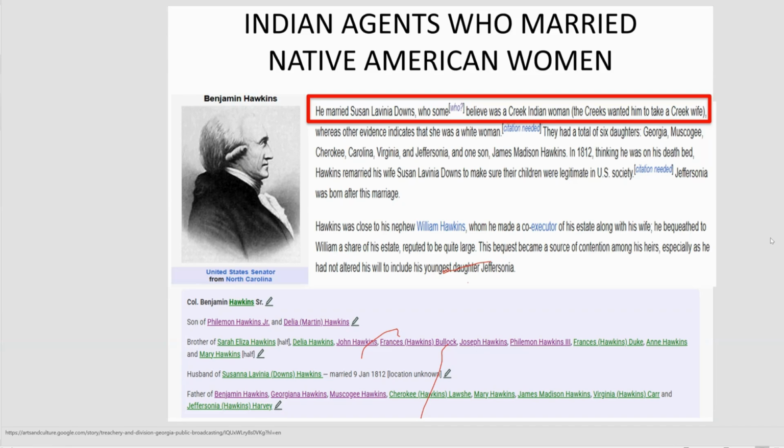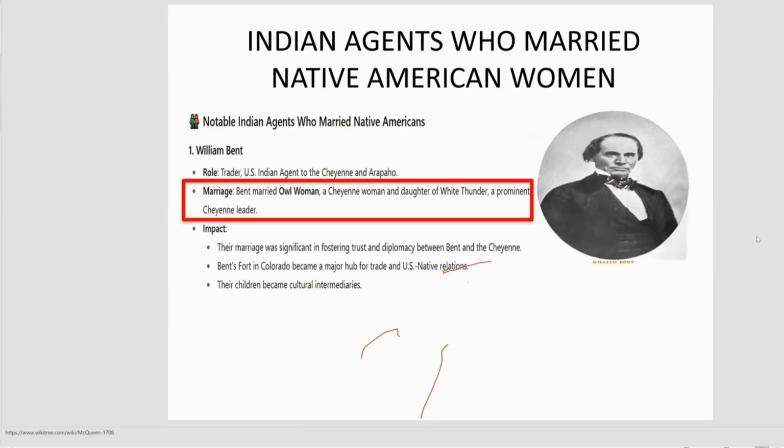So the two of them had a total of 6 daughters and 1 son. But then in 1812, he felt he was on his deathbed, so he married her to make sure the children were legitimate in U.S. society. And that was Jeffersonian: James Madison, Virginia, Carolina, Cherokee, Muskogee, Georgia. This man was committed to his body of work, which was so cool. So I was like, let me see if I'm related to Hawkins, because now he's intermarried into this name. So I now got to research Mr. Hawkins. Okay, that was another rabbit hole.